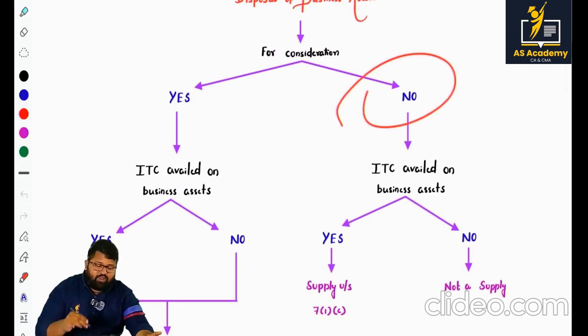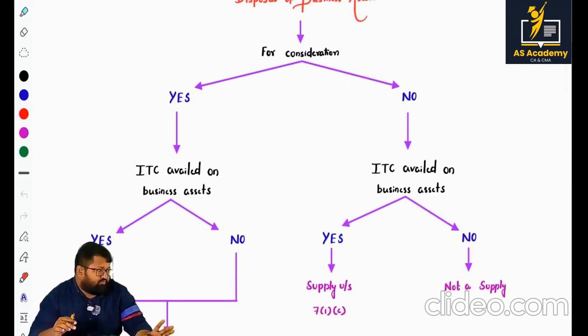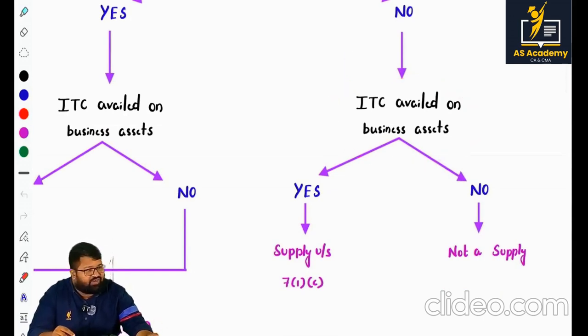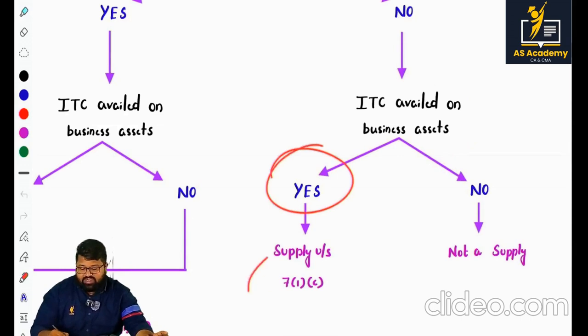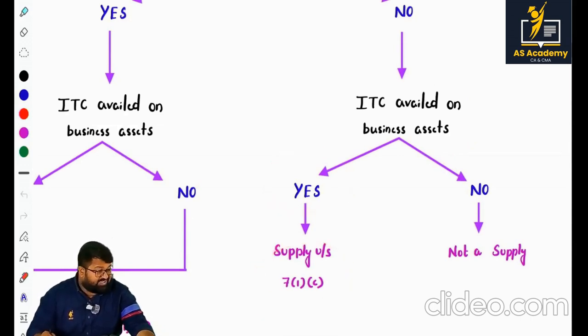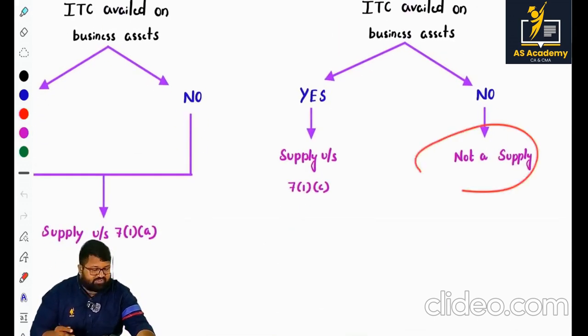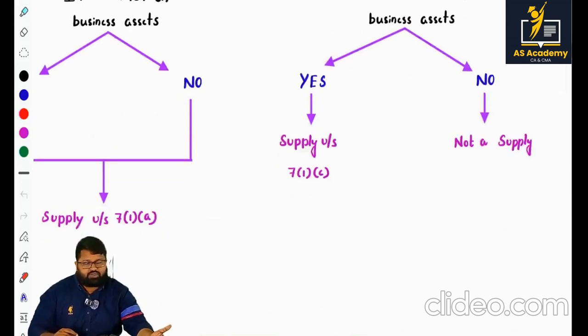So next, what about this one? Sir, there is no consideration at all. Basically, in this point, we have to see the first part: whether ITC was availed on assets or not. Yes, sir, availed. It is covered under what? 7(1)(c). There is no consideration, so 7(1)(c) will come into the picture. And if it is not for business also, it is not a supply. Personal purpose, no consideration, not a business. Not covered at all.